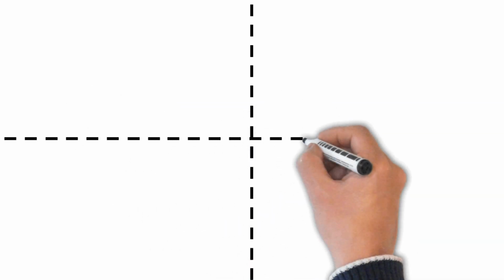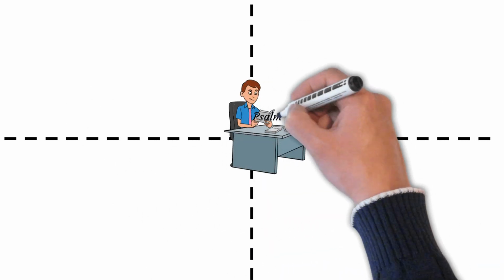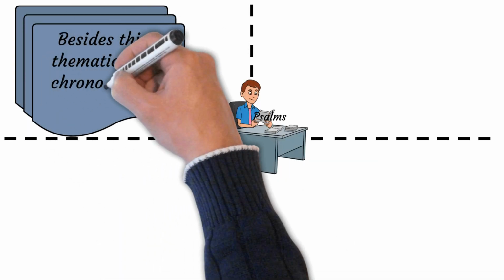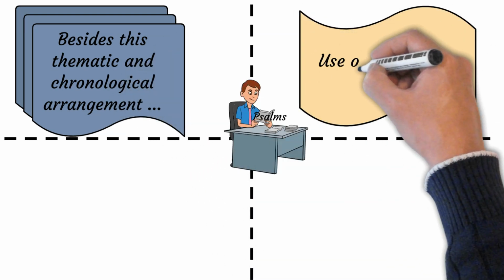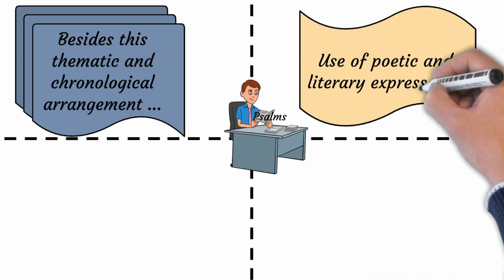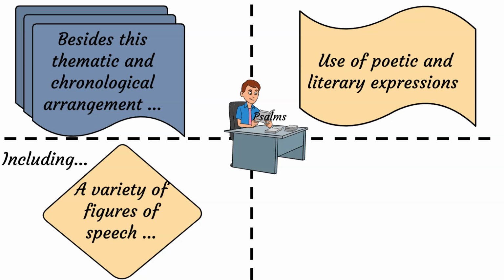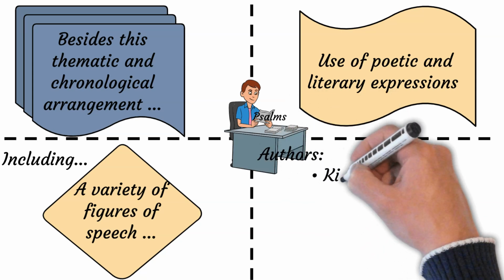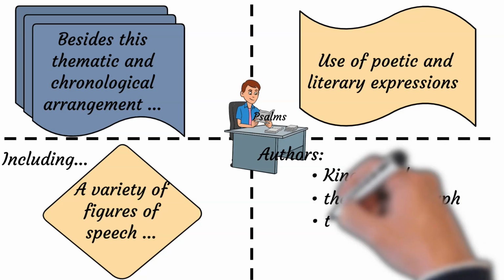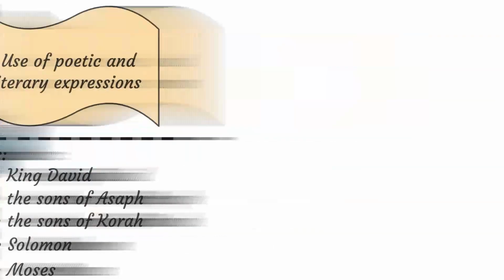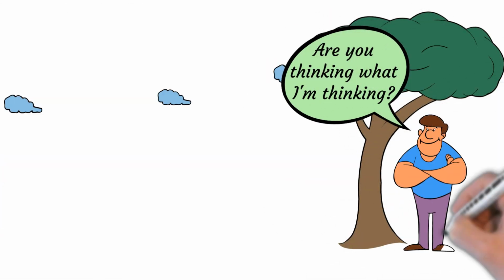So, to appreciate and better understand the book of Psalms, it's important to understand that besides this thematic and chronological arrangement is the use of a variety of poetic and literary expressions, including different figures of speech, to convey the feelings and emotions of these regular people as they navigated the various seasons of life, just like we do. People like King David, the sweet psalmist of Israel, people like the sons of Asaph, the sons of Korah, Solomon, and Moses. Are you thinking what I am thinking?